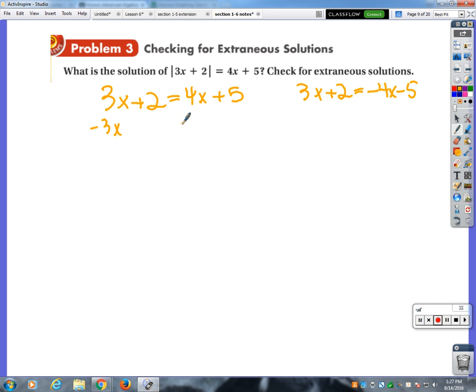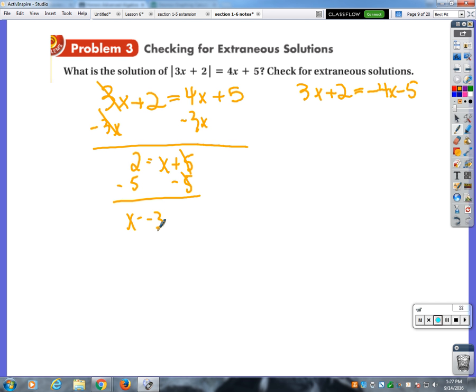Subtract 3x from both sides. I always like to have my variables be positive, so I'm going to take that over to this side. And then subtract 5. And so one of my answers appears to be that x could equal negative 3.